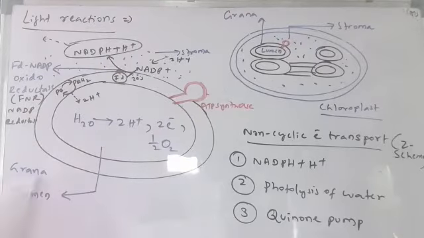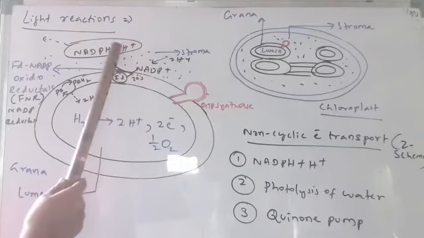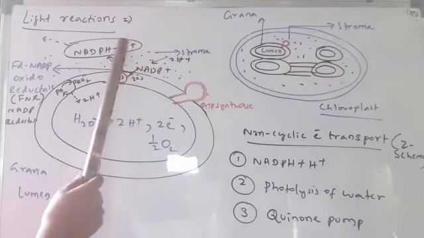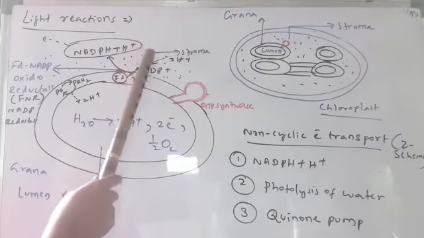Now let's talk about the reasons. The first reason: for the formation of NADPH plus H+, where are the protons taken from? They are taken from the stroma. This is reason number 1, and this is why the proton concentration has decreased in the stroma.